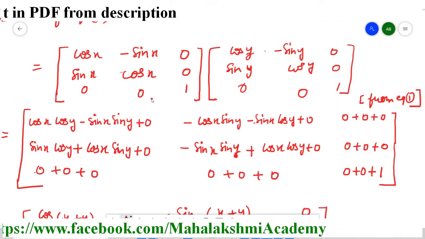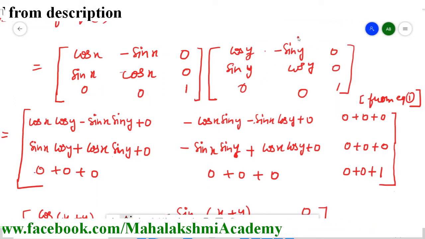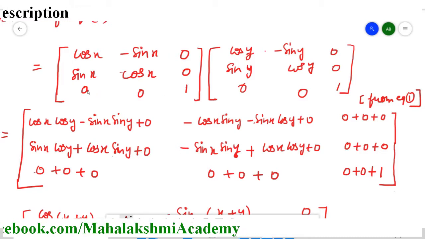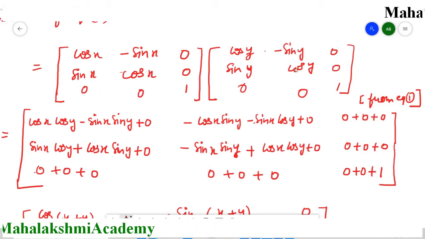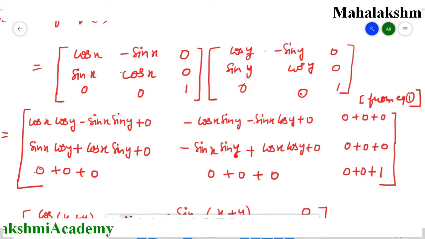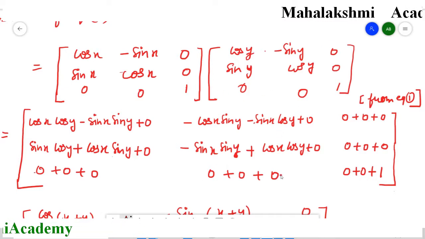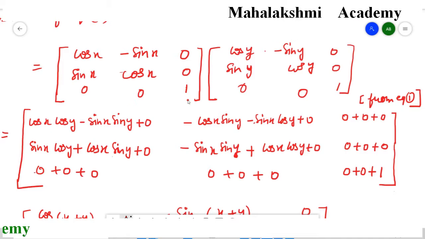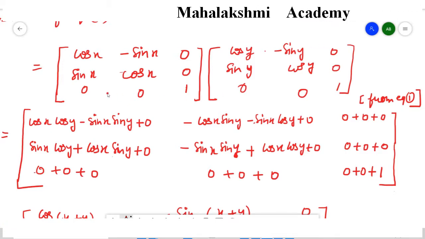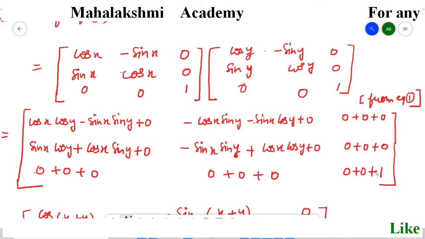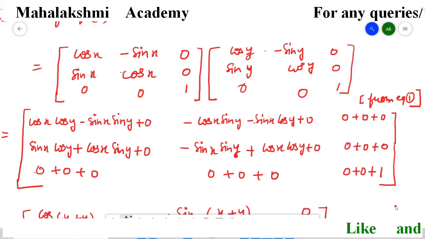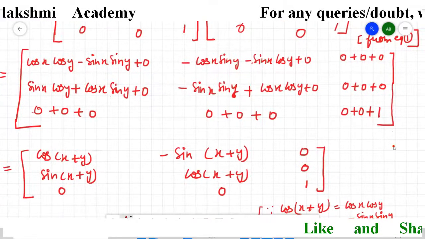In the same way, third row multiplied by the second column. So 0 multiplied by minus sin y is 0. Then 0 multiplied by cos y is 0. And 1 multiplied by 0 is 0. So all are zeros. Then third row multiplied by the third column. Here you can see two terms are 0 and one term is 1 multiplied by 1, which is 1. So like this, we have done the multiplication.